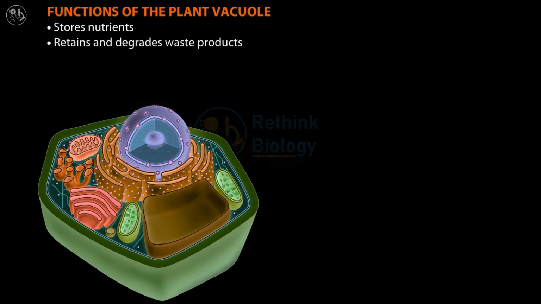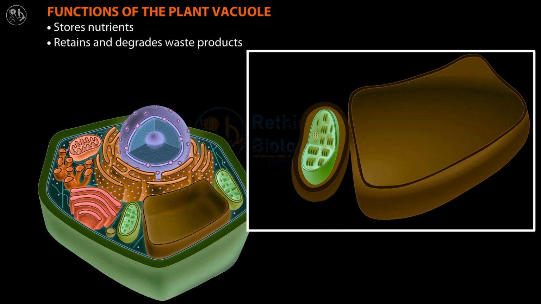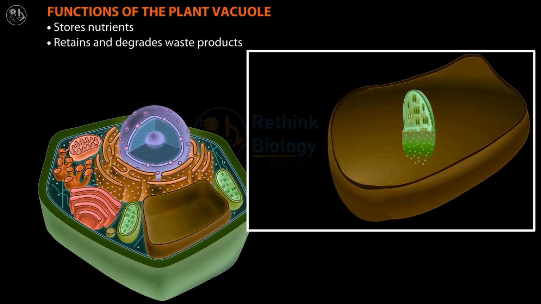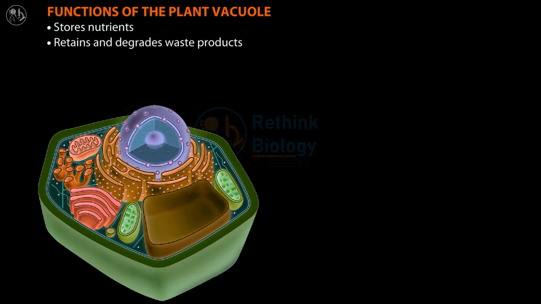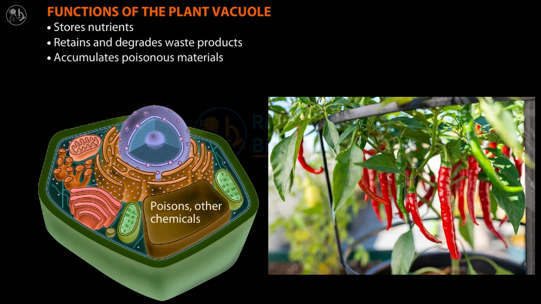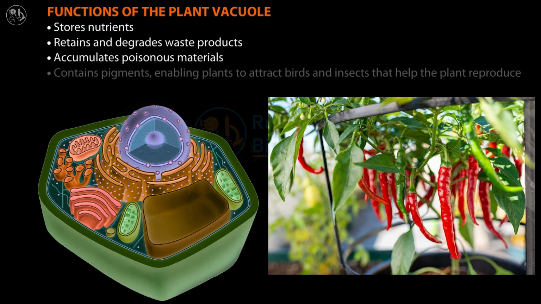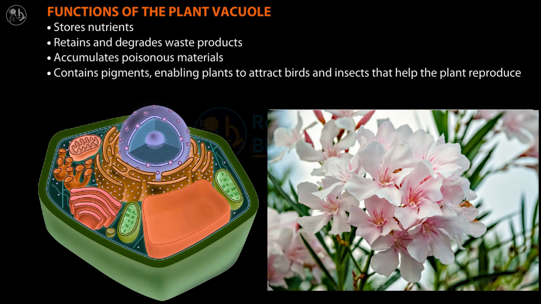It retains and degrades waste products using digestive enzymes similar to the lysosome. It degrades worn-out organelles, for example chloroplasts or mitochondria, and recycles their nutrients. It accumulates poisonous materials and other chemicals to deter animals from eating the plant. For example, chili peppers store a chemical in their vacuoles that causes a burning sensation when eaten by mammals.